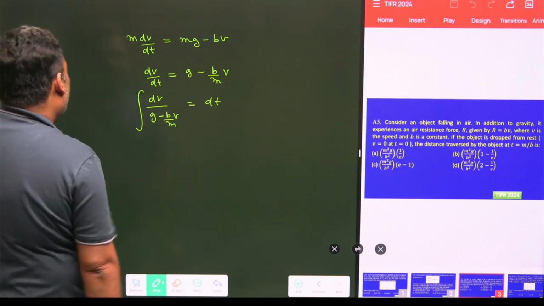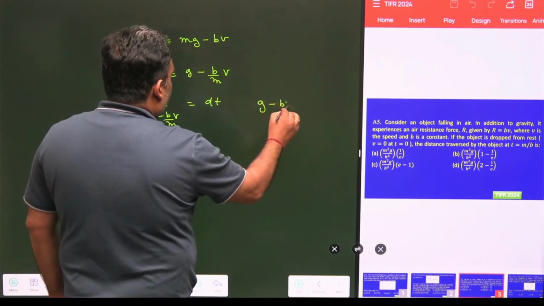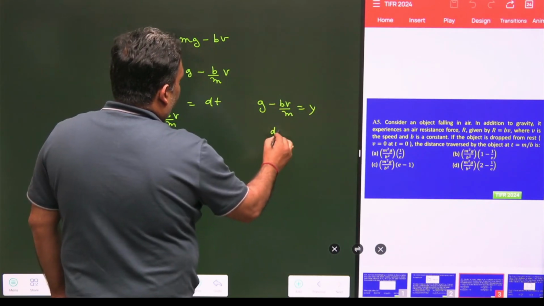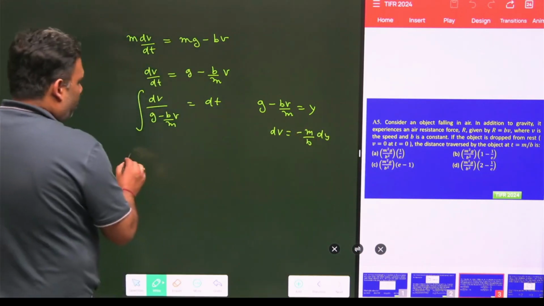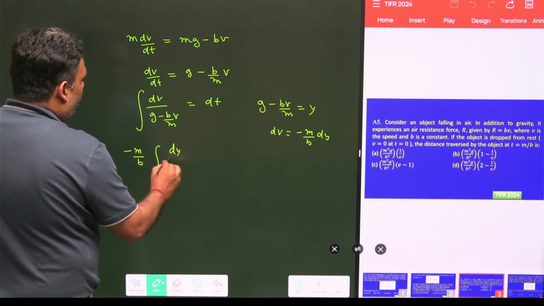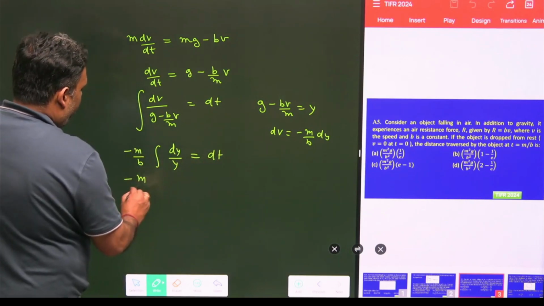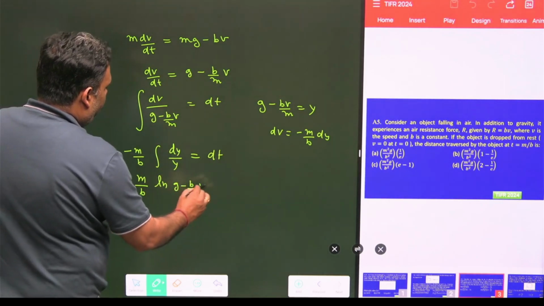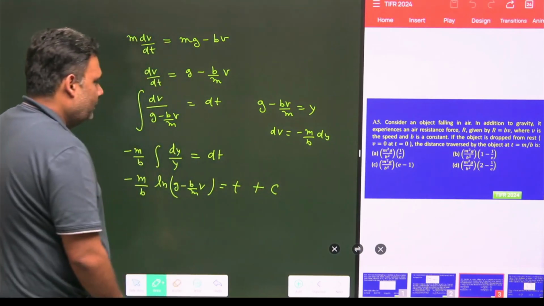So how will you go for the integration? This is a very simple one. You can put g minus bv by m is equal to y. So you have dv is equal to minus m by b dy. So what is this particular value? Minus m by b dy upon y is equal to dt, and minus m by b ln (g minus b by m v) is equal to t plus some initial constant c.